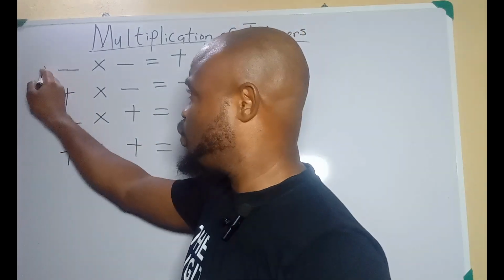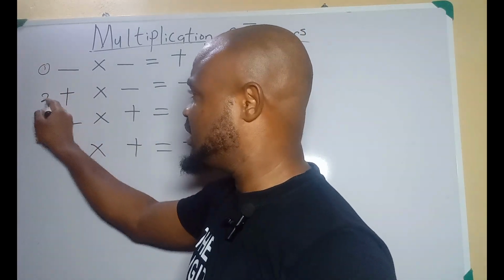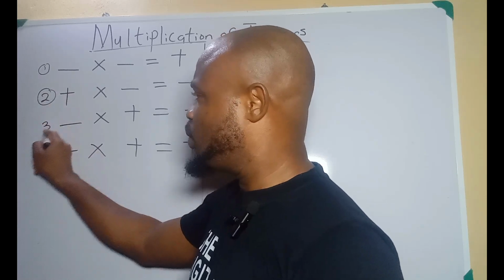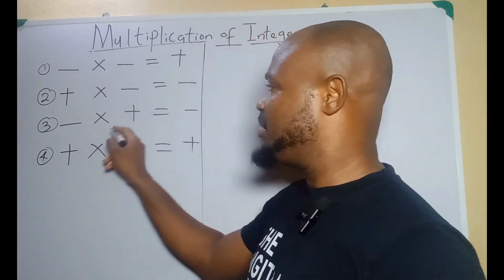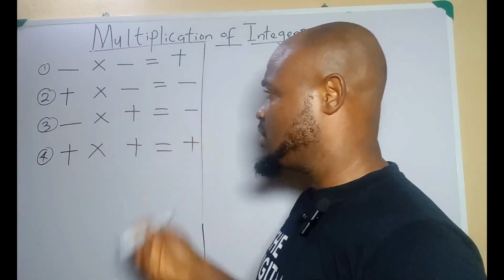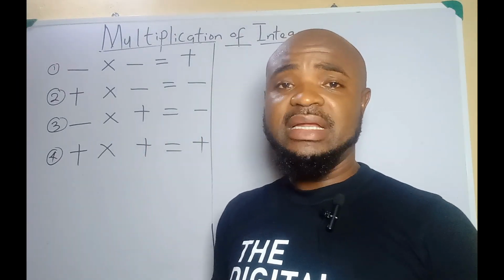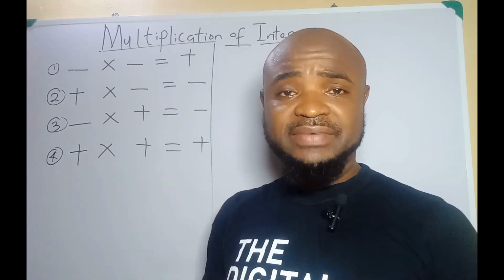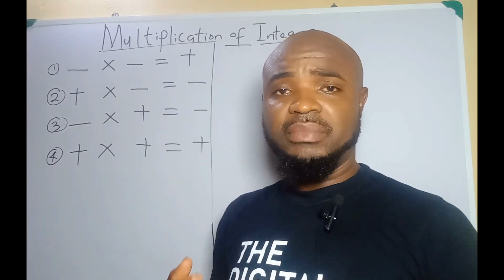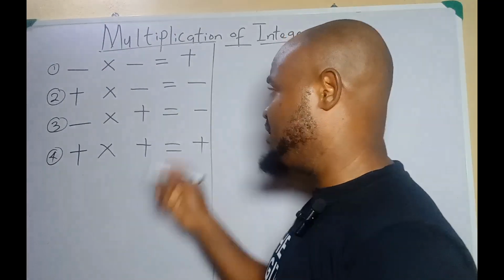Okay? This is the first one. This is the second one. This is the third one. And let me call this the fourth one. So negative multiplied by positive will still give us negative. Whichever way they've given you the arrangement, whether negative first and positive next, for as long as you have negative and positive coming together by multiplication sign, you have negative.